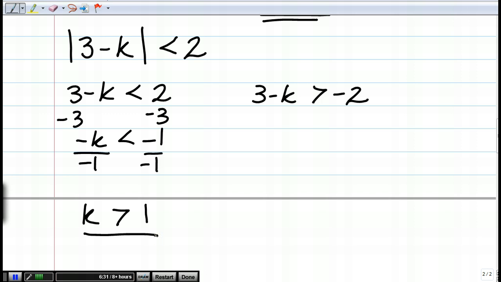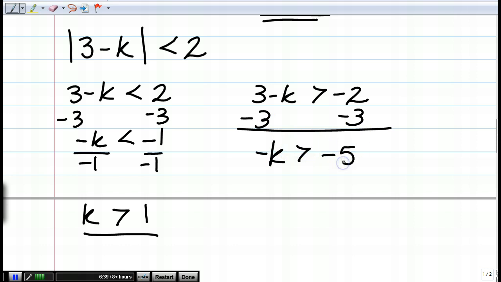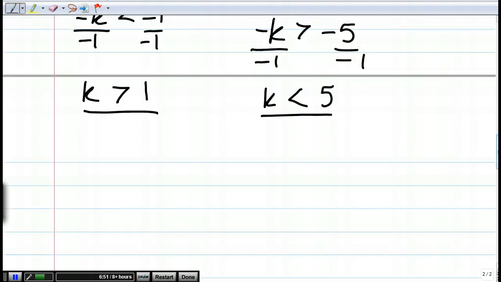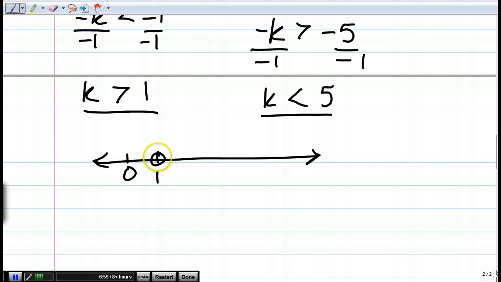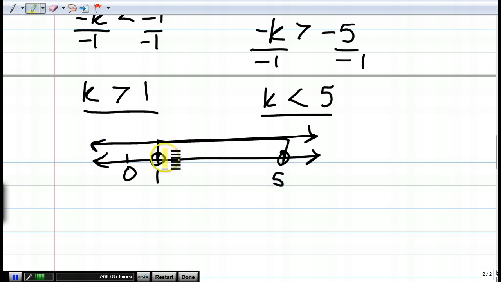There's your first answer. Then you're going to subtract 3 over here. I have -k is greater than -5. Again, I'm dividing by -1, so you have to flip the inequality sign, and I get a positive 5. So you know it should be an and, so when you go to graph this, you're going to have 0, 1, open circle, and it's greater than 1. You'll have 5, open circle, and it's less than 5. Since it's an and, you're looking for the common area, and that is the common area.